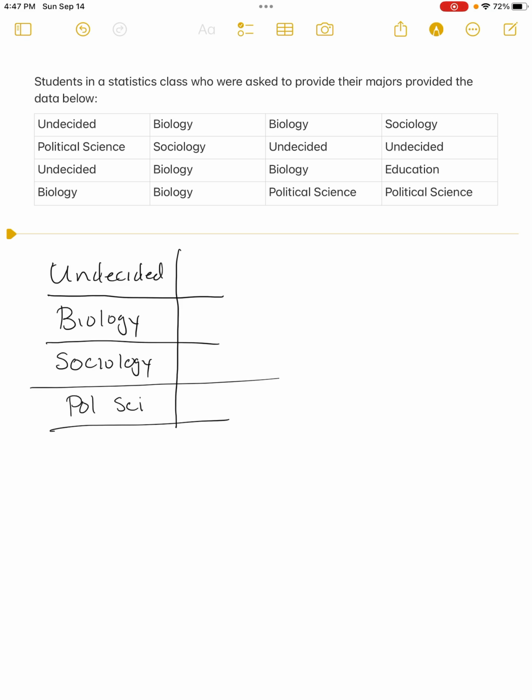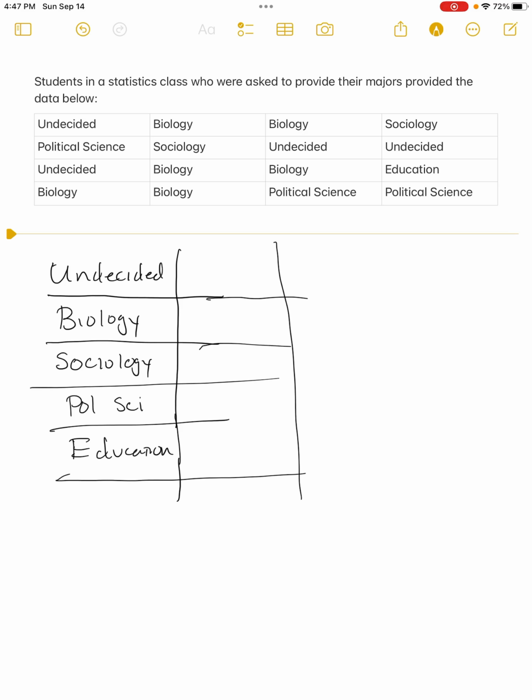Then there's political science, poli-sci. Sociology again, but I have it. Undecided, I have it. Undecided, biology. I haven't had education yet, an education major, biology, political science, political science. And so I've gotten all the different categories that are there.